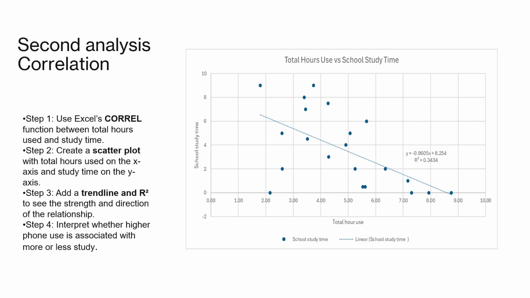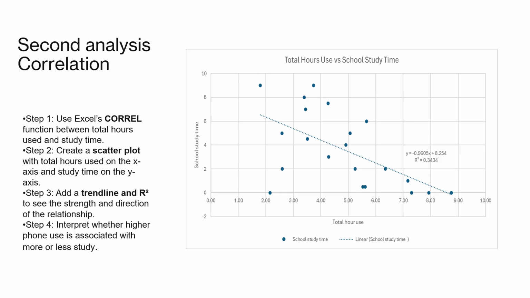When the hour use is high, around 7 to 9 hours, my study time is around 0 to 2 hours. When total hour use is lower, my study time is often much higher. It's not perfect. I have a few days where total use is low but studying is also low. Overall, as the screen hours go up, the study hours tend to go down.